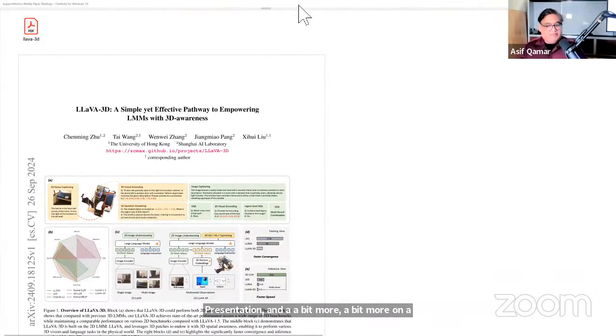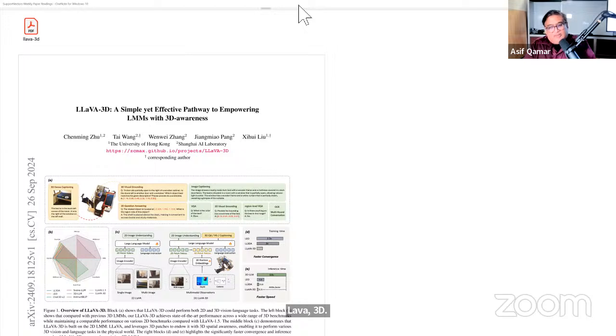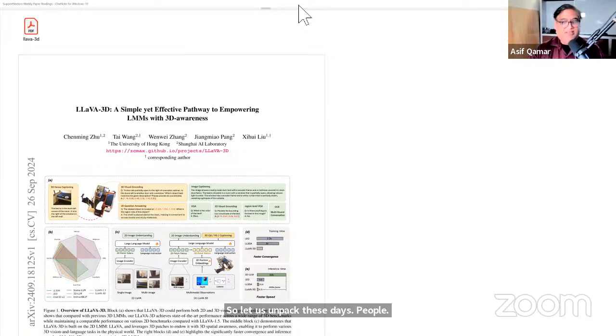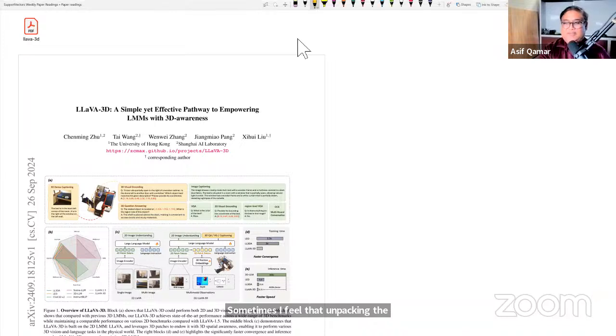So this paper, which we are going to talk about today, is LLaVA-3D, a simple yet effective pathway to empowering LMM with 3D awareness. So let us unpack. These days, people put quite a bit into the title, and sometimes I feel that unpacking the title is half the story because the titles are quite carefully written. So what are LMMs? Large multimodal models.